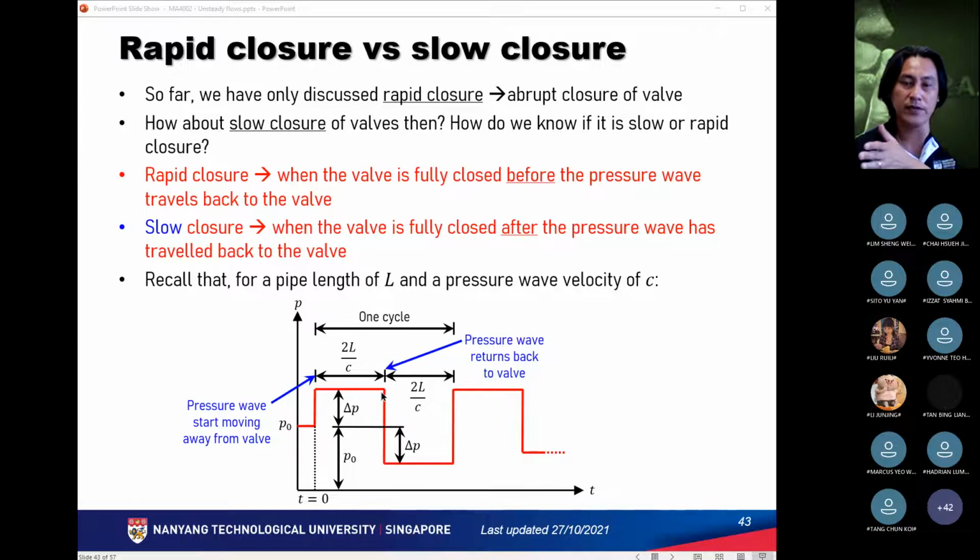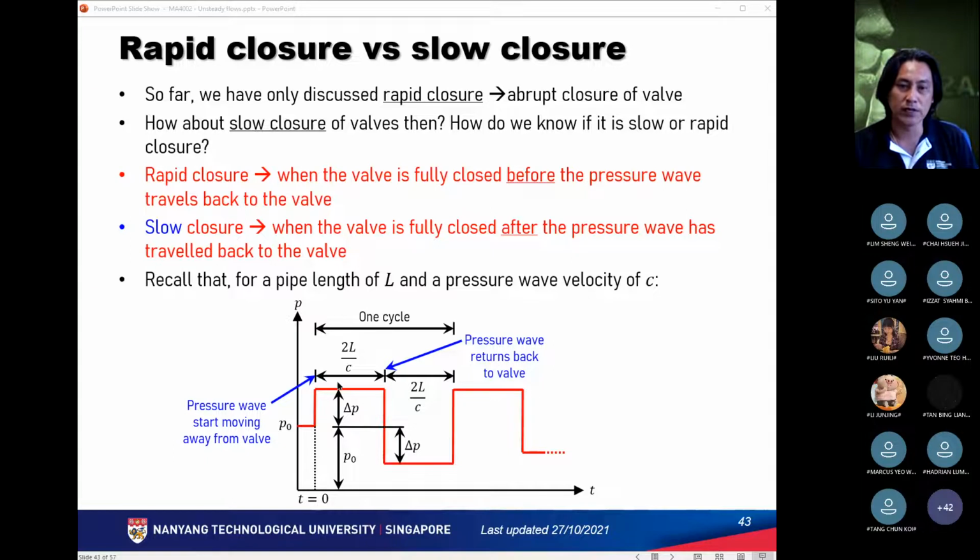Now, the time taken for the pressure wave to travel upstream and downstream will take a total time span of 2L divided by C. I suppose this is quite logical, because let's say the upstream distance is L. The time taken for the pressure wave to travel all the way upstream from the valve location, throughout the entire pipe length until it hits the reservoir, is nothing but the length of the pipe divided by the speed of the pressure wave. But we're interested in the pressure wave traveling back to the valve again. So basically, that means it's 2 times L over C.